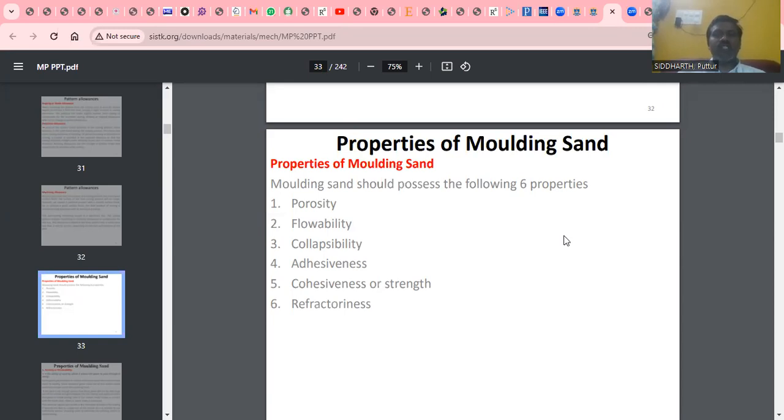Today, we are going to discuss the properties of a molding sand. The molding sand should possess the following properties. In the last class, we discussed what a pattern is, what the pattern material is, and the different types of allowances. Today, we are going to discuss the properties of a molding sand. The first property is porosity, then flowability, collapsibility, adhesiveness, cohesiveness or strength, and refractoriness.